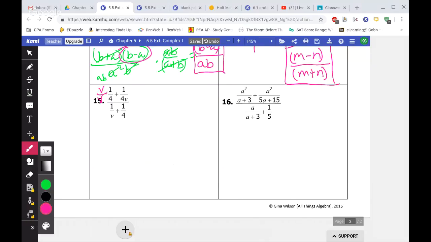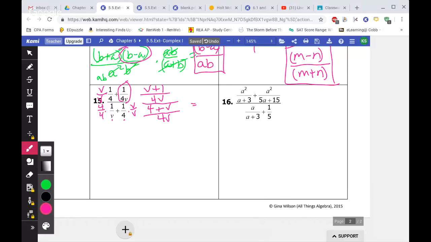So that gives us v plus 1, because v times 1 is v. And then this second fraction here will stay the same. And we have a common denominator in the top of 4v. And down here, this one needs to be multiplied by 4 over 4. And this one needs to be multiplied by v over v in order to have a common denominator, because this is missing a 4 and this is missing a v. So 4 times 1 is 4. And v times 1 is v. And we have a denominator of 4v.